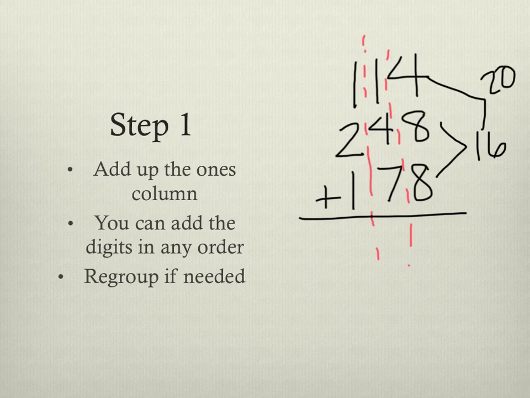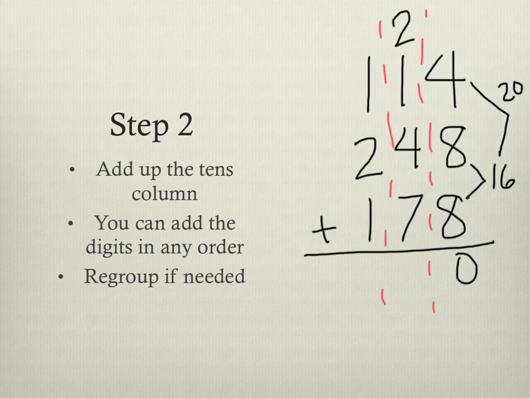I do need to regroup. 20 is definitely more than 10. So I'm going to put my 0 here in my ones place. Bring my 2, that means I have 2 bundles of 10, up to the top of my tens column. Now I'm ready for step number 2. Okay, let's do step number 2.